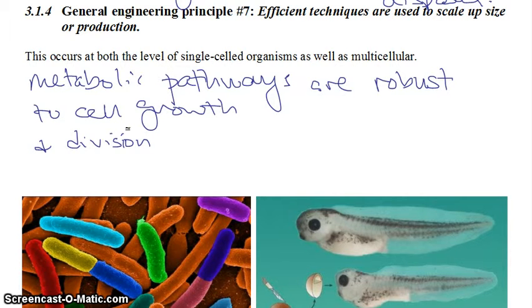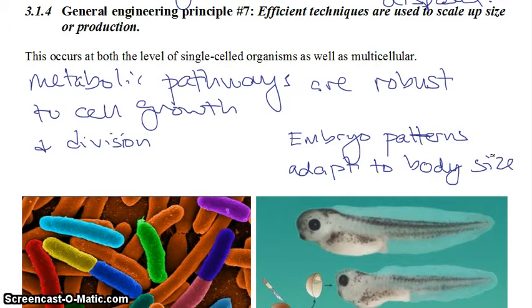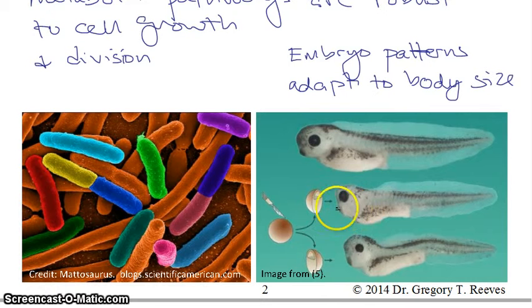In addition to that, in multicellular organisms, you have embryo patterns that adapt to body size. So, for example, here you'll have this frog egg. You can cut it in half, and if you do it correctly, what you get are 2 tadpoles out of the 2 halves, and the 2 tadpoles are still proportioned correctly. It's not like one just inherits all head and the other one inherits just all tail, for example.